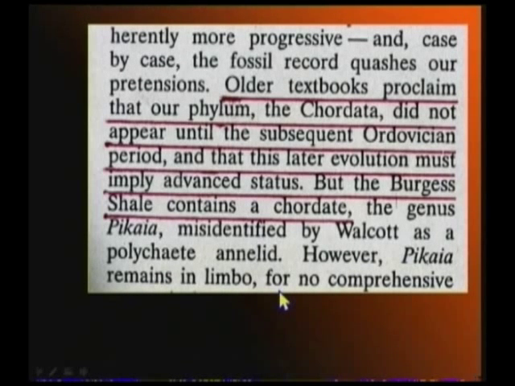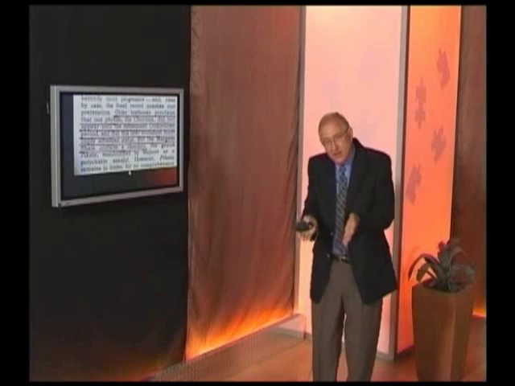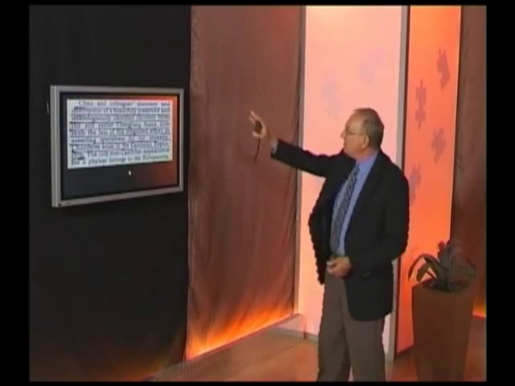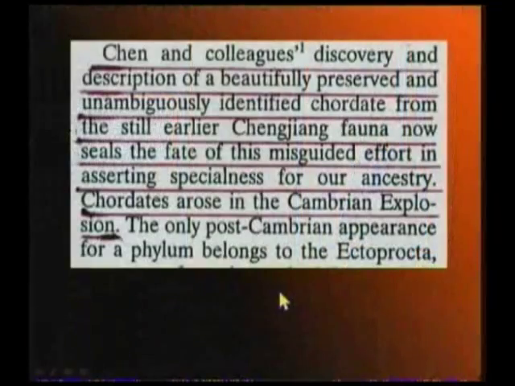He talks about the older textbooks which proclaim that our phylum, now that's the one that should have appeared very, very late in the evolutionary time period, the Chordata, did not appear until the Ordovician period, and here they find this fossil, or these types, already in the Cambrian. Now, that is very disconcerting. And he talks about Chen and his colleagues' discovery of this beautifully, unambiguously preserved chordate. And he says, well, that puts an end, basically, to the misguided effort in asserting specialness for our ancestry.